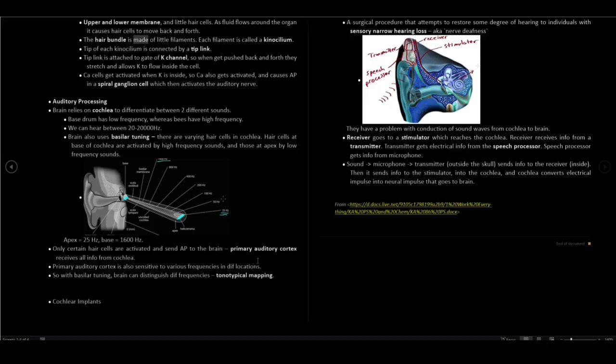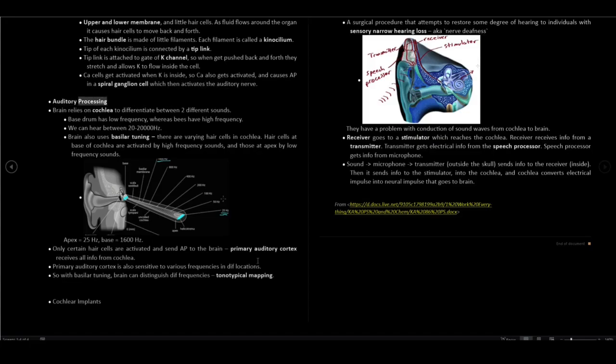The hair bundle is made of little filaments. Each filament is called a kinocilium. The tip of each kinocilium is connected by a tip link. The tip link is attached to the gate of a K channel, so when they get pushed back and forth, they stretch and allow K to flow inside the cell. Ca channels get activated when K is inside, so Ca also gets activated and causes an AP in a spiral ganglion cell, which then activates the auditory nerve.